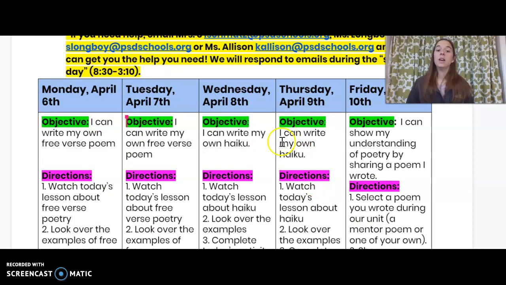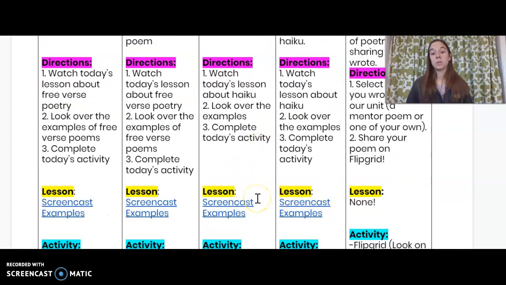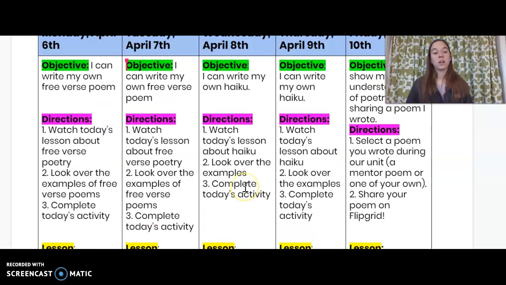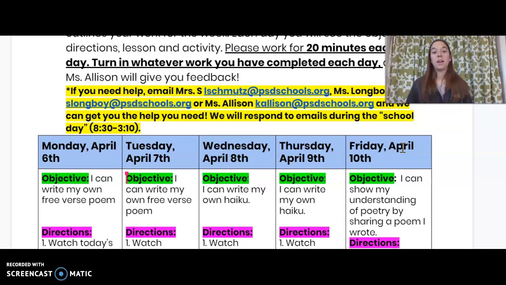Wednesday and Thursday, we're going to be doing what's called a haiku poem. And again, the screencast is going to be pretty specific on how to do that with you. And then down here, you'll be writing your own haikus, okay? Just like before, you're going to share those with me. On Friday, we're going to have the chance to share with everybody in our class.